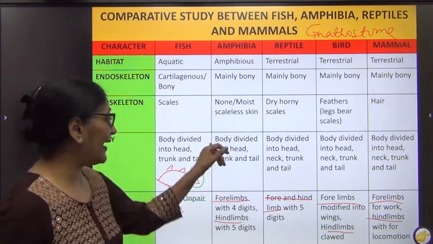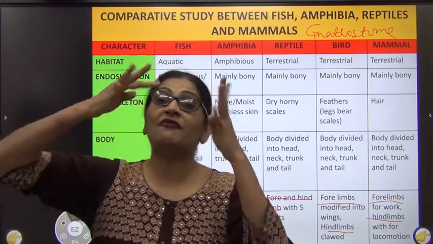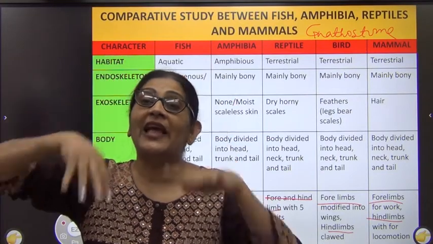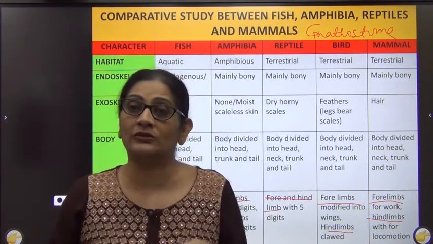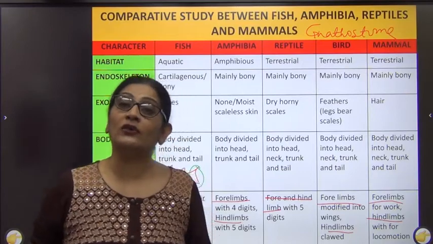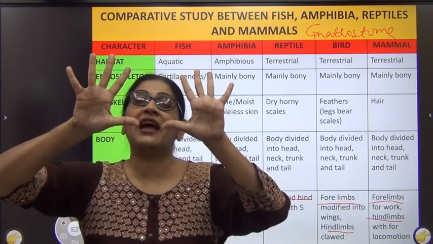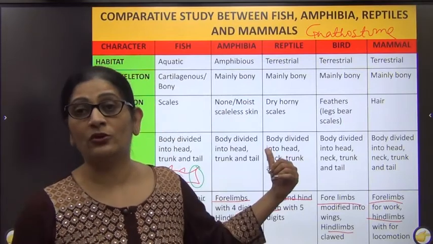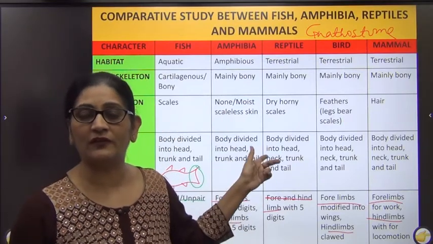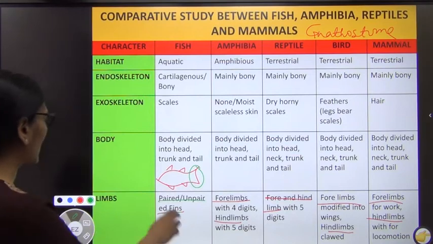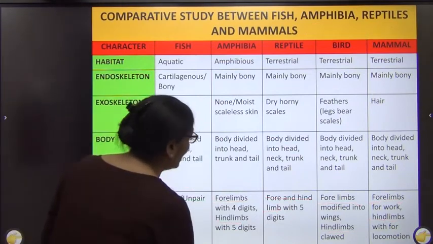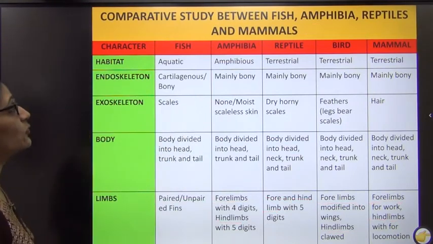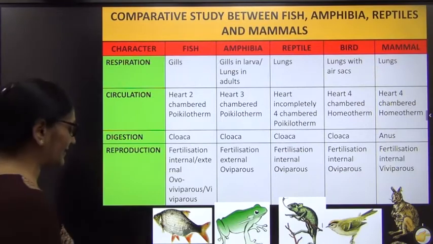So who is first? Amphibia. Amphibia has 4 digits in the forelimb and 5 digits in the hind limb. Then from reptiles onward, both forelimb and hind limb have 5 digits. So reptiles, birds and mammals. I am going to show you when I take a detailed lecture on each one. I will show you with diagrams how it actually happens. Right? So we are going to go for some more characters. Now let us come to some more.